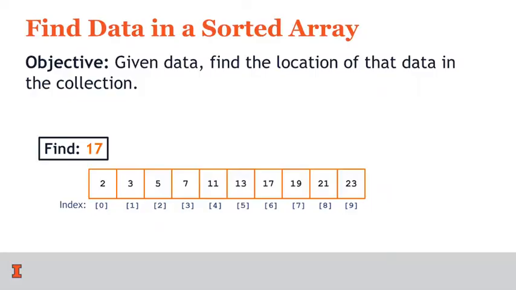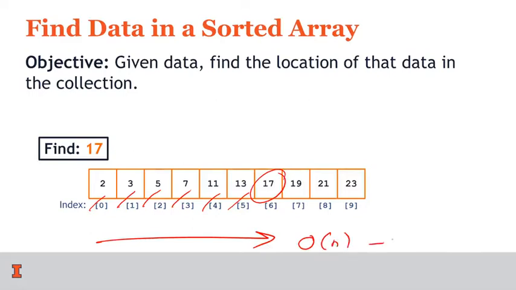But I'm going to argue that we can improve this find algorithm if our data is sorted. So it's the same objective. Given data, we want to find out the location of that data within the collection. But the only difference here is now we know that our collection is sorted. So if we want to find 17, we could go and say 2, 3, 5, 7, 11, 13. Oh, I found 17. I could use my O of n strategy called a linear search.